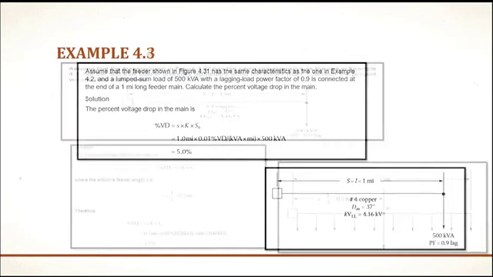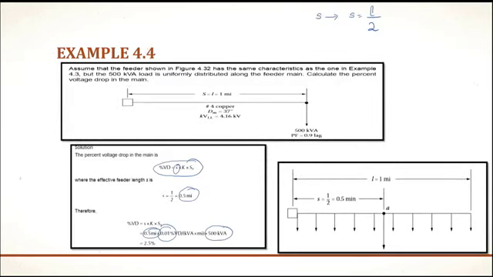So it means if the load is uniformly distributed across the feeder, the percentage voltage drop reduces by 1/2 as compared to the case when load is lumped at the end of the feeder.